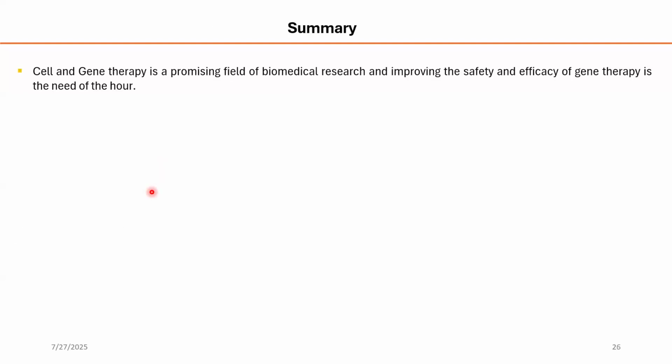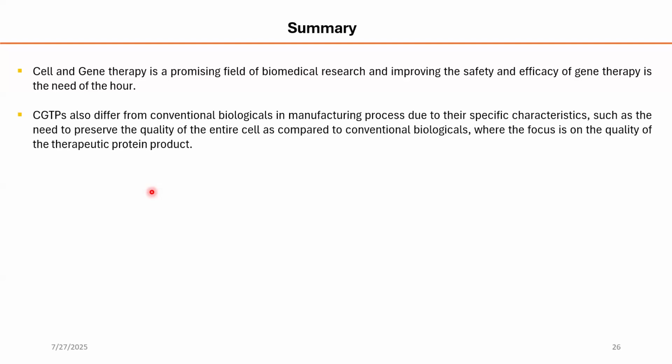So in summary, cell and gene therapy is a very promising field of biomedical research, and improving the safety and efficacy of gene therapy is what is needed of the hour. Cell and gene therapy products differ from conventional biologics in the manufacturing process due to their specific characteristics, such as the need to preserve the quality of the entire cell, as compared to conventional biologics where they focus on the quality of the therapeutic protein product.